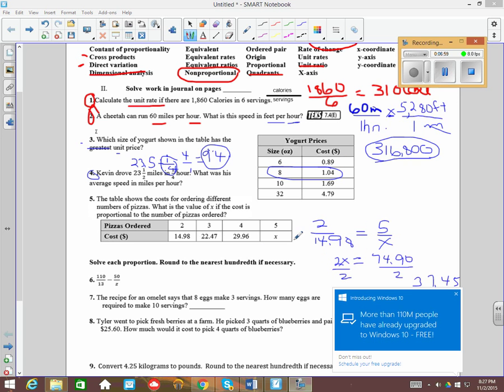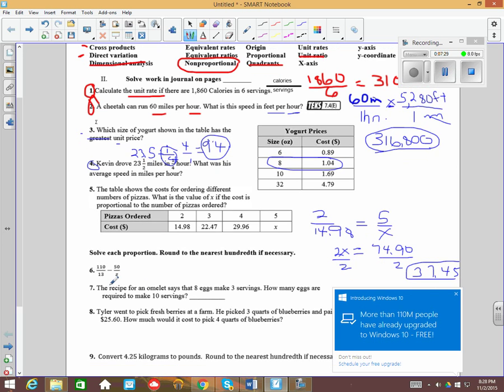So now you can simply cross multiply to solve the problem. When I cross multiplied, I multiplied 5 times $14.98 and came up with $74.90. Then I multiplied 2 times x and I have 2x. Now I have to divide everything by 2. So the answer is $37.45. So that's what x is. You can cross multiply since it is proportional.